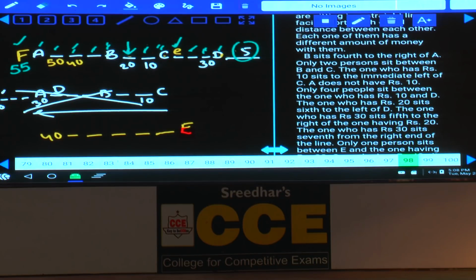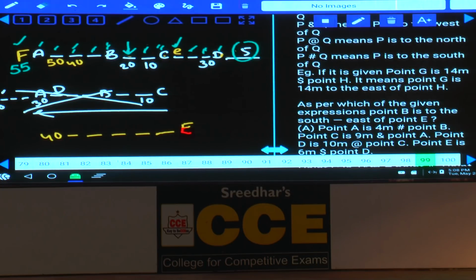Now 99 and 100, directions. In these directions, it is again based on our coded form, where P is to the east of Q and west of Q and so on. And if it is given that G dollar H, it means that G is 14 meters to the east of H, and so on.